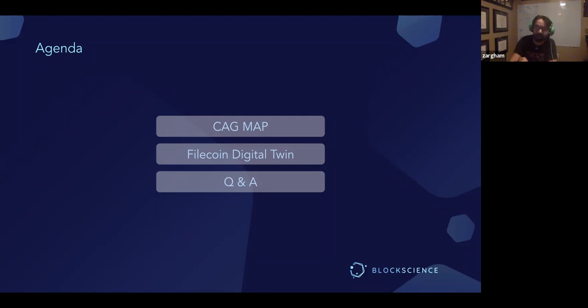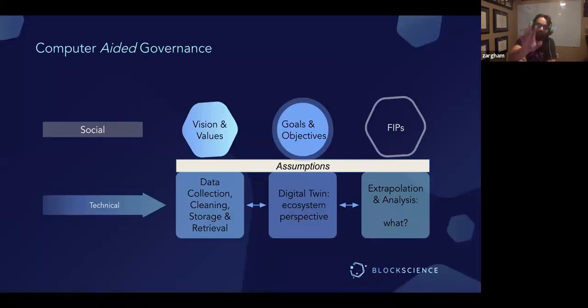So I'm going to kind of yield the floor to, I guess I skipped a slide. So maybe I'll quickly hit this.